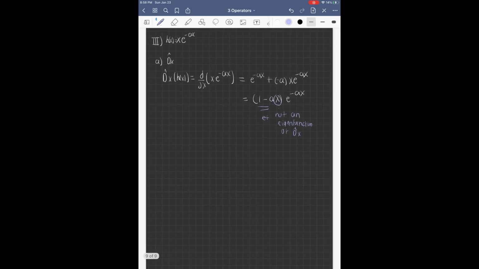All right, one more note before I end it. It's about postulate 4, saying that the average value of an arbitrary measurement, omega, can be calculated using a normalized wave function.